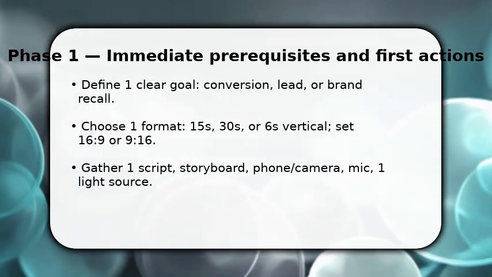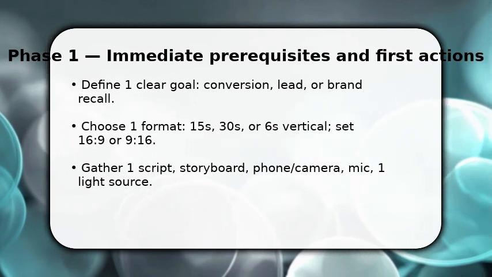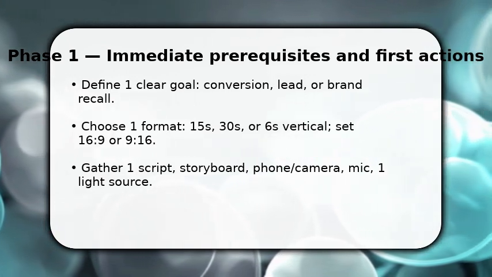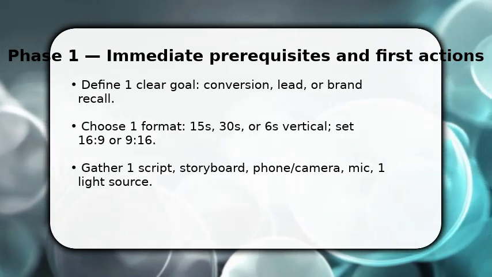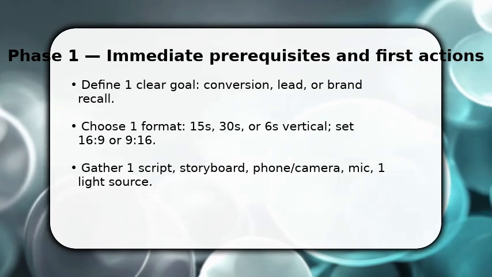Next, set up a simple kit: camera or phone, external mic, and one soft light. Film the first takes with intention: close-ups for emotion, medium for context, and record alternate lines for safety.